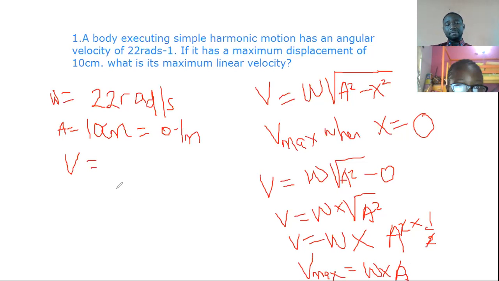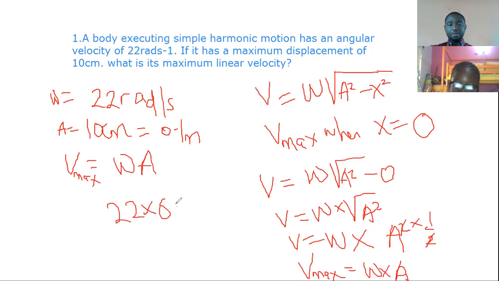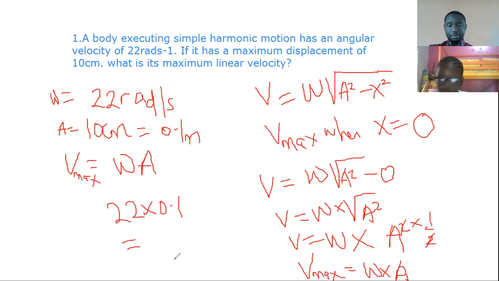Okay, now we apply the formula here. That becomes Vmax equals angular velocity times A. We have the angular velocity as 22, and we have A as 0.1. That gives us what? 2.2 meters per second. I believe you understand that.